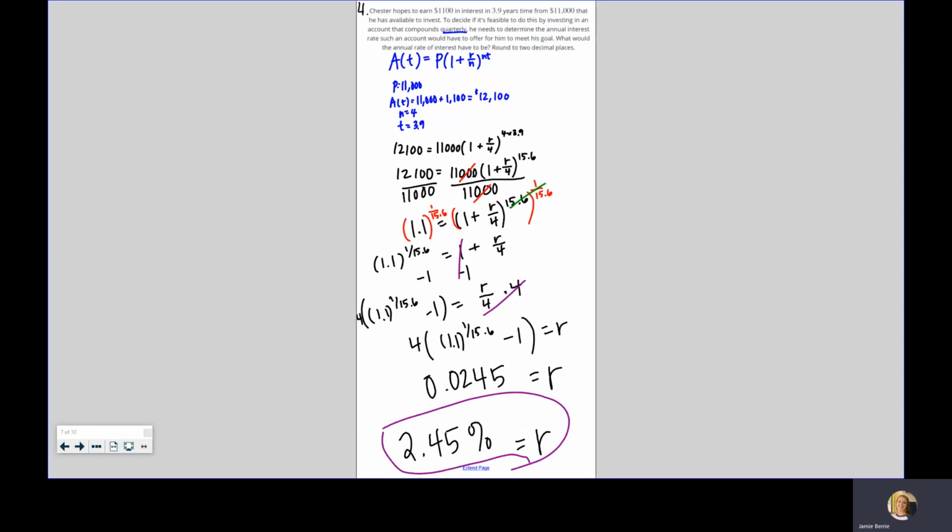All right, so that's our interest rate. This is probably the hardest one on the homework, I would say. Don't expect to see one like this on the test. Maybe one like the next example we're going to do.